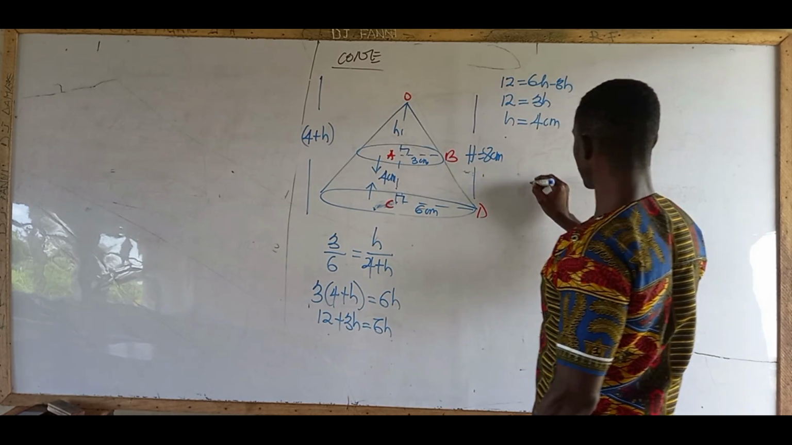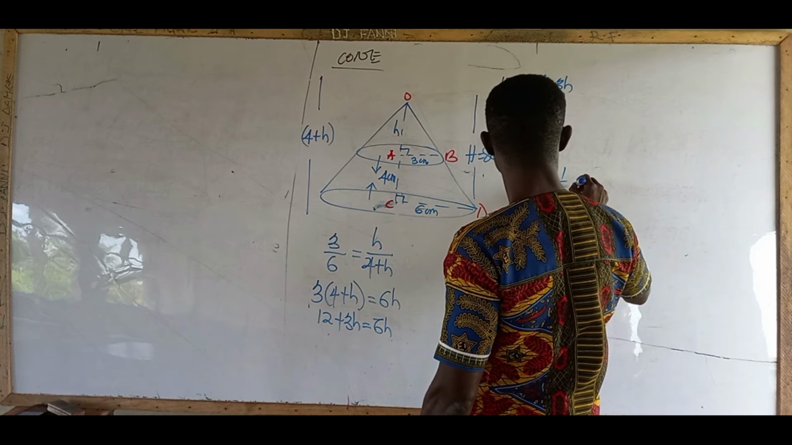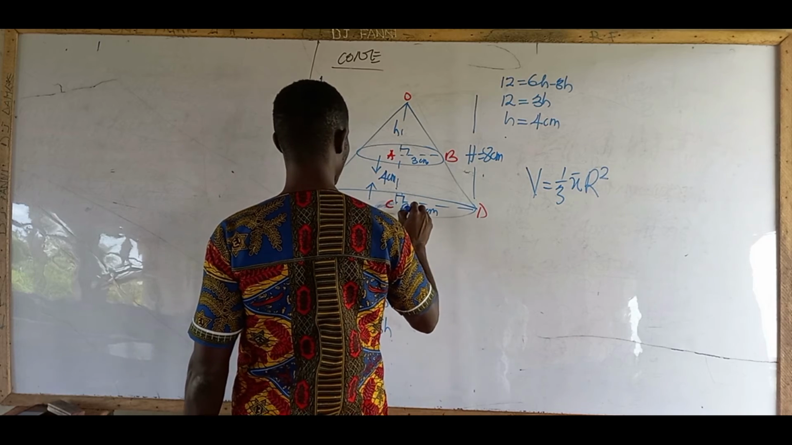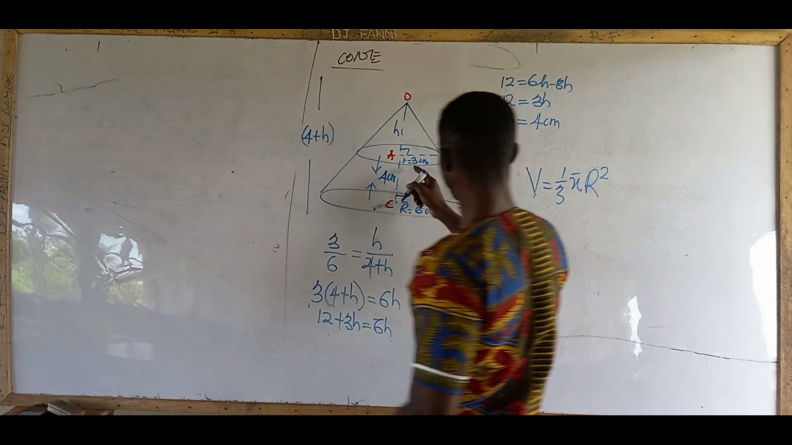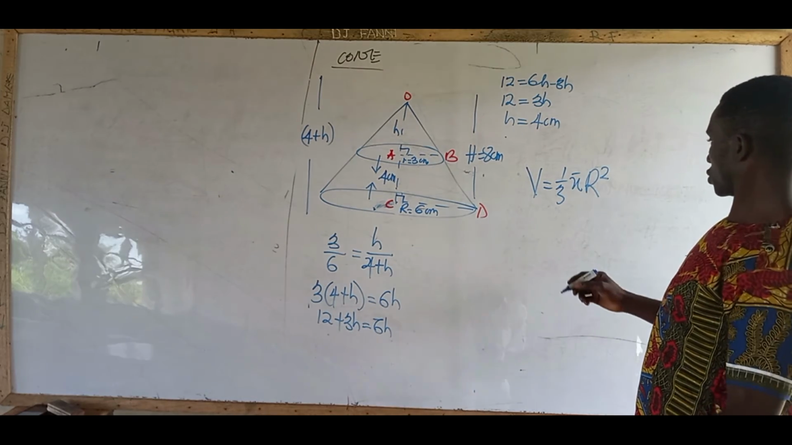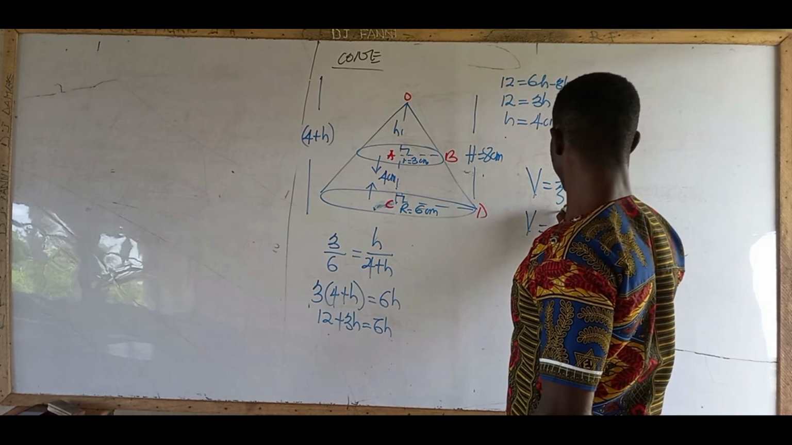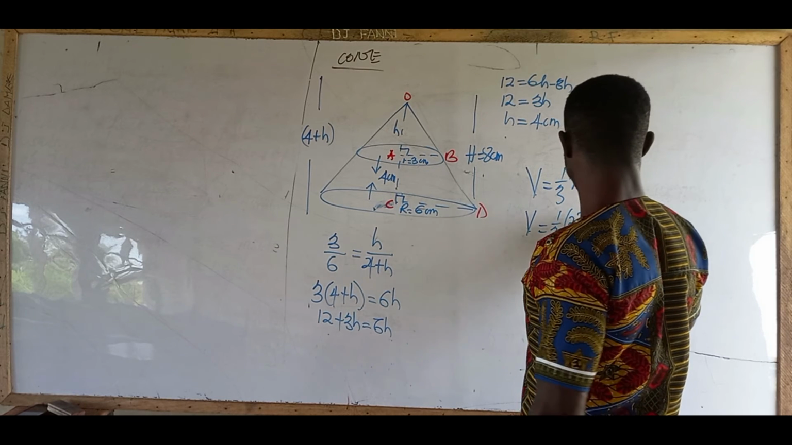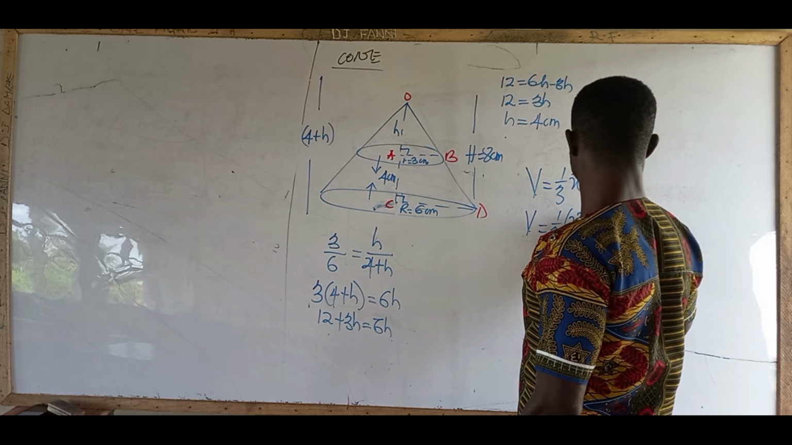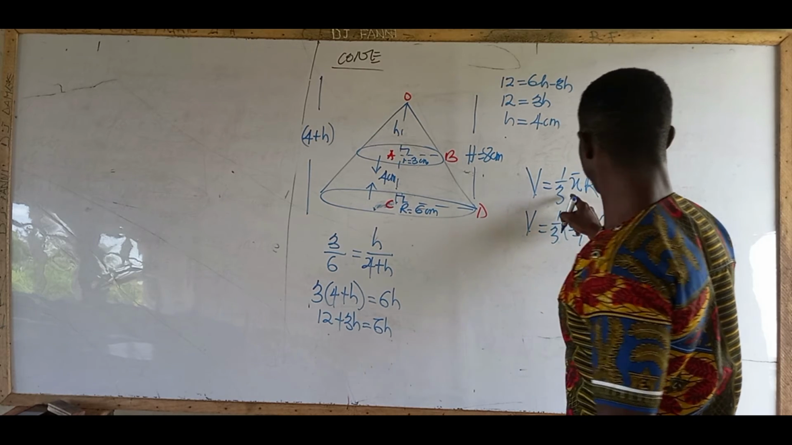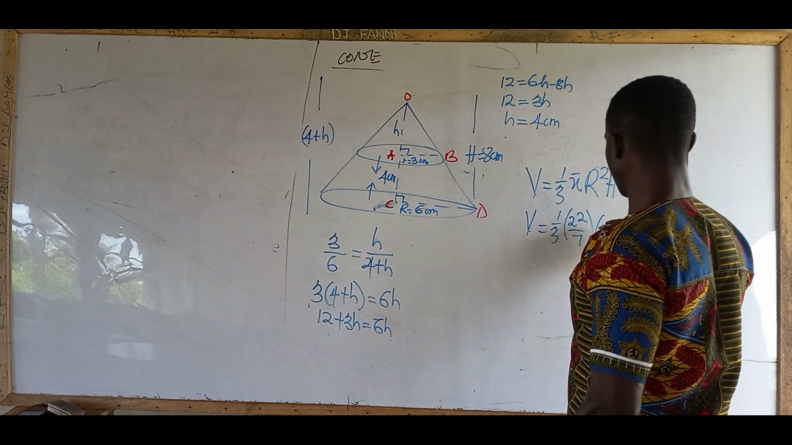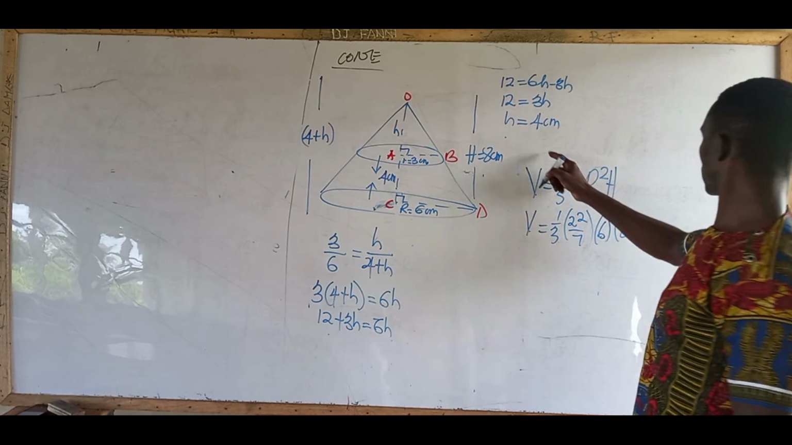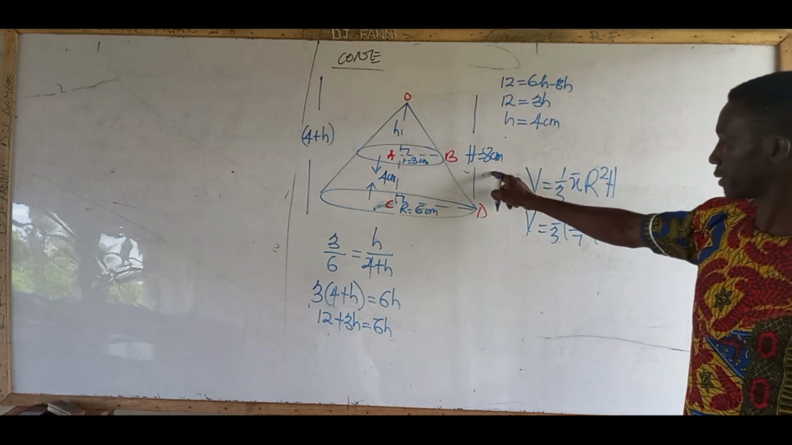Now, how do we calculate the volume of the bigger cone? The volume of the bigger cone will be V is equal to 1/3 pi capital R squared H. So let's make this one capital R, this one small r, this one small r, this one capital R. So V will be equal to 1/3 times pi 22/7 times the radius, which is 6 squared, and the height is 8, which we have calculated here.